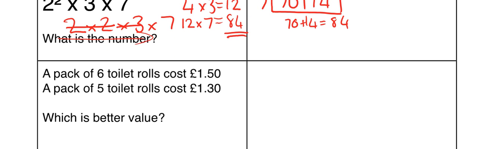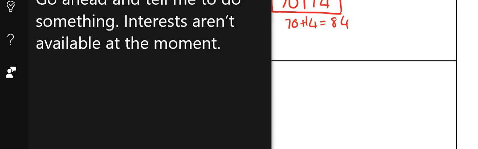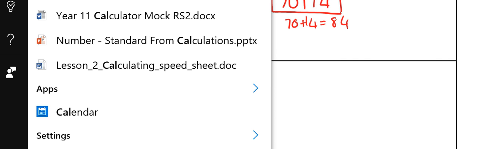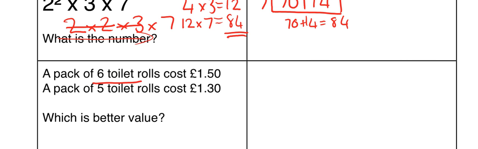Okay. So this is a best buy. So I am going to need to use my calculator. So let's just come back to that in a minute. So 6 toilet rolls cost £1.50, and 5 toilet rolls cost £1.30. So I need to find out how much one toilet roll, what the unit value is. So I'm going to do £1.50 divided by 6, and I'm going to do £1.30 divided by 6 as well.